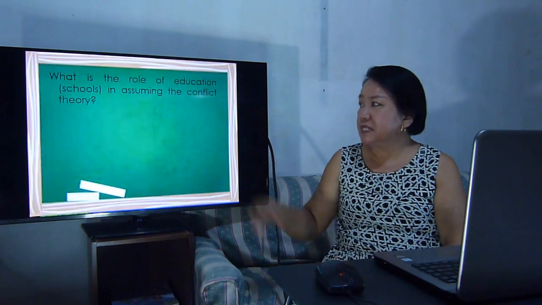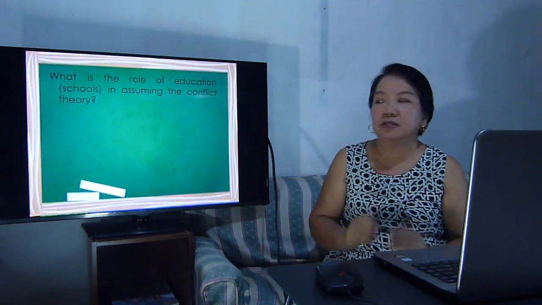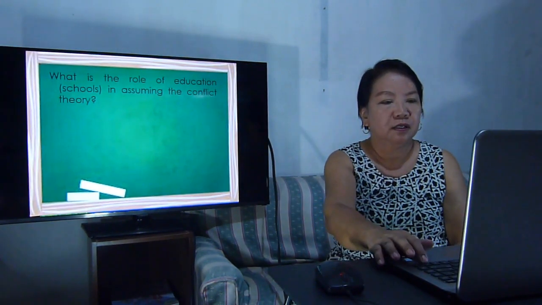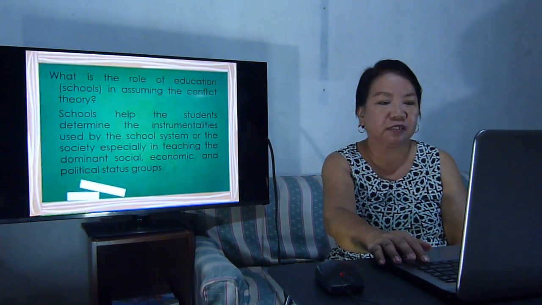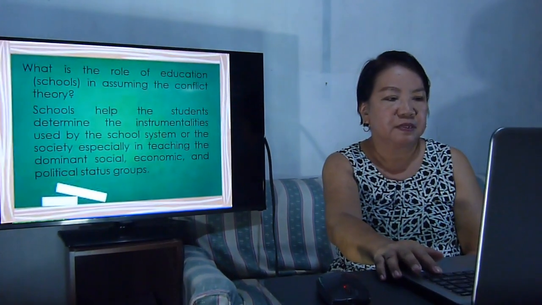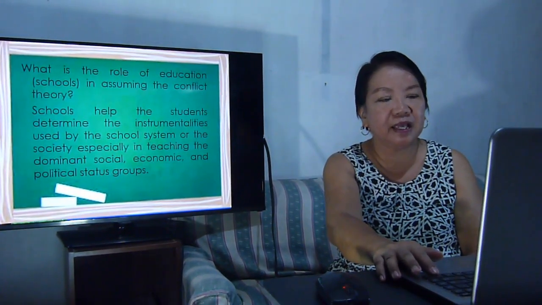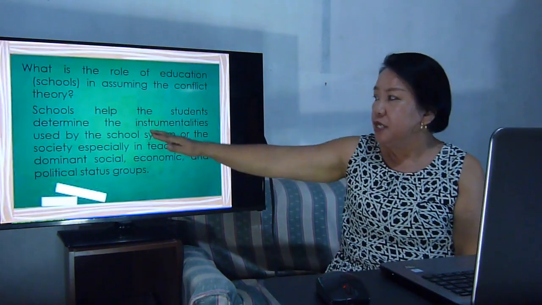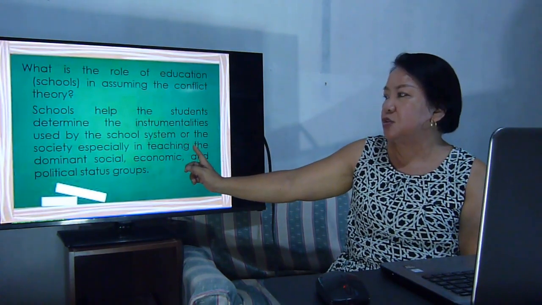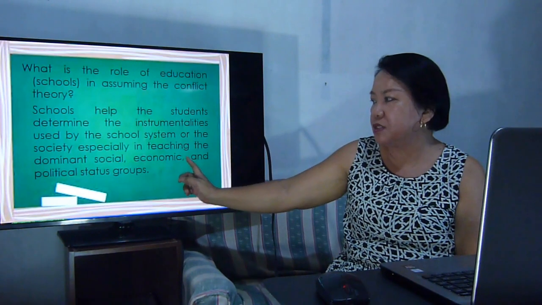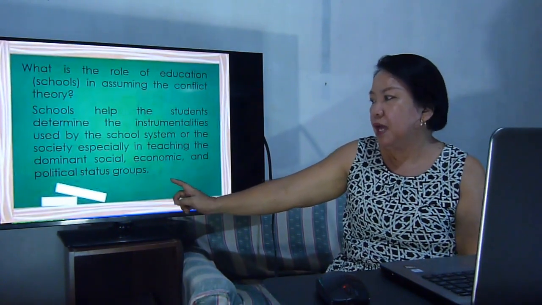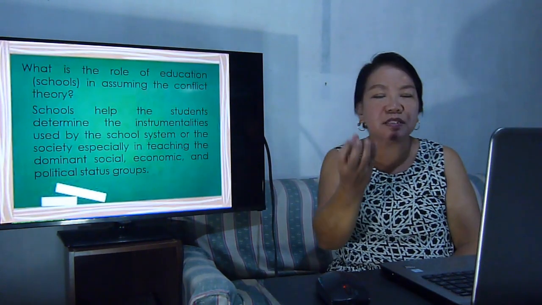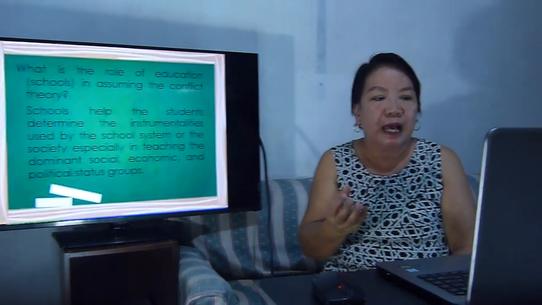Okay. Now, what is the role of education or the schools in assuming the conflict theory? Sabi ko nga kanina, may advantages din kung bakit may conflict, no? Sometimes nakaklarify ang isang bagay dahil nagkaroon ng conflict. Okay. Schools help the students determine the instrumentalities used by the school system or the society, especially in teaching the dominant social, economic, and political status groups.